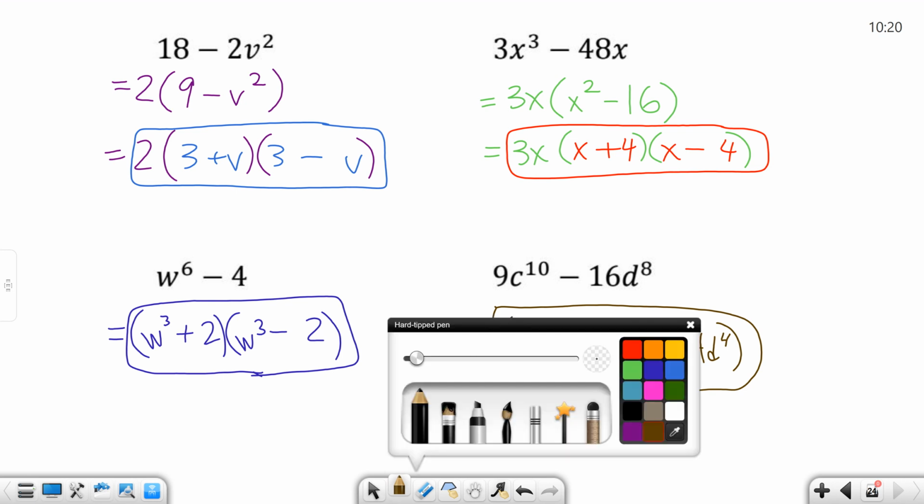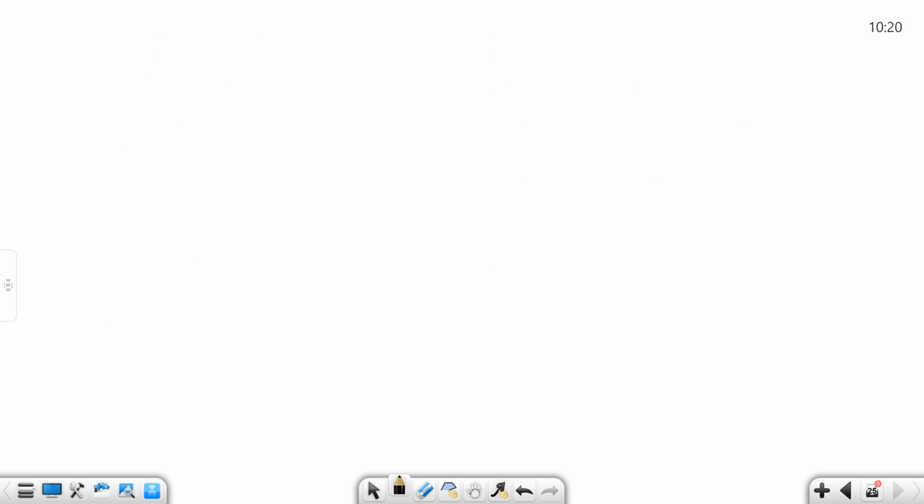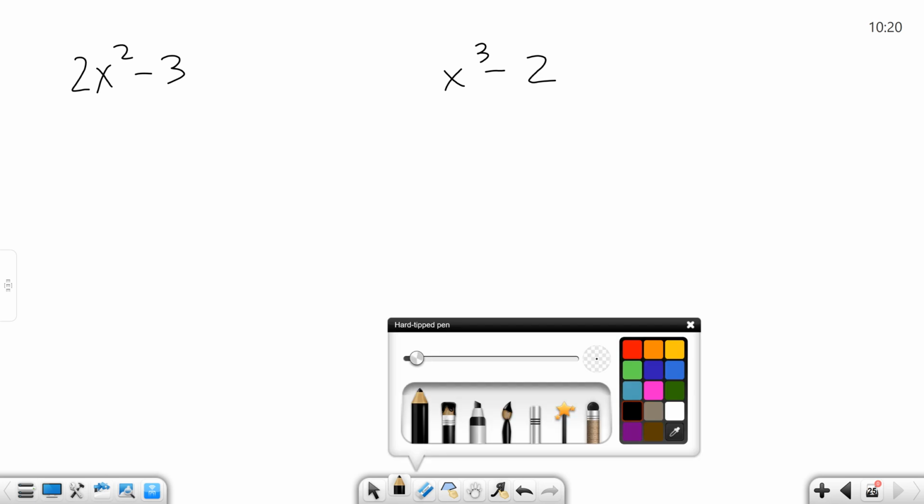So I didn't have these pre-planned on here, but I want to add a couple of things on this next page just to show you something non-factorable. So let me give you something like 2x squared minus 3, okay? So this can fall apart for various reasons, or we have x cubed minus 2, all right? So we have two terms on both of these.